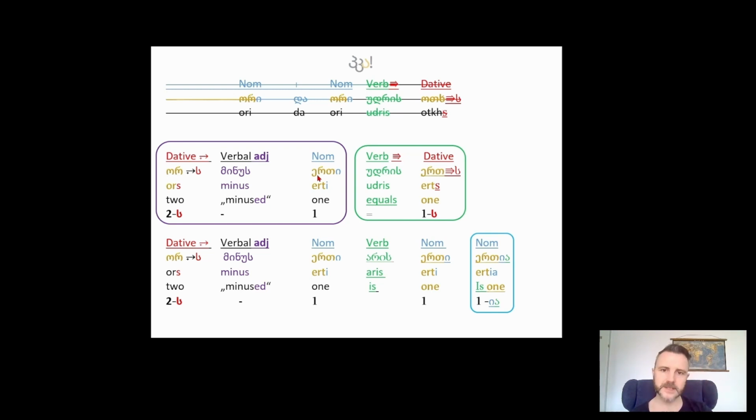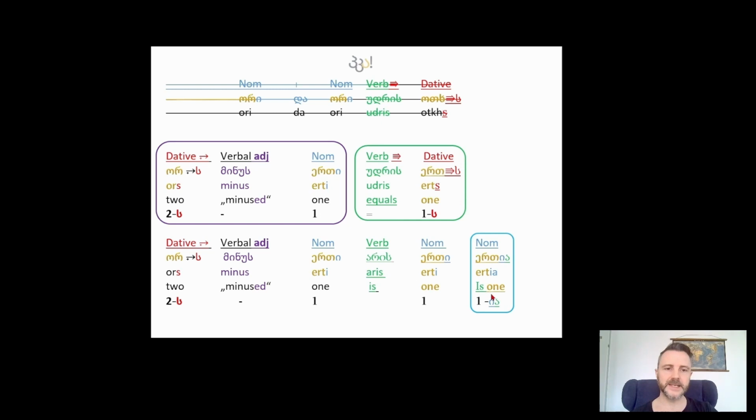In the second example, it's the same equation, but we're using aris instead of udris, because that doesn't need a dative ending, giving us a simplified form. So, ors minus erti, aris erti, and here even shorter, ors minus erti, ertia.